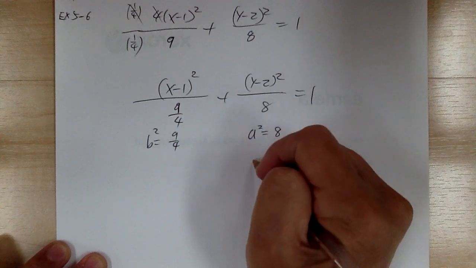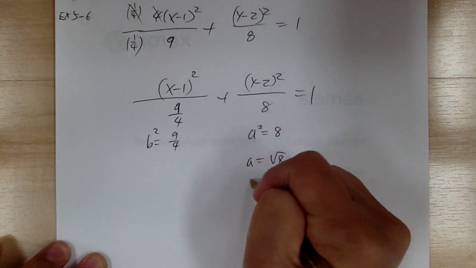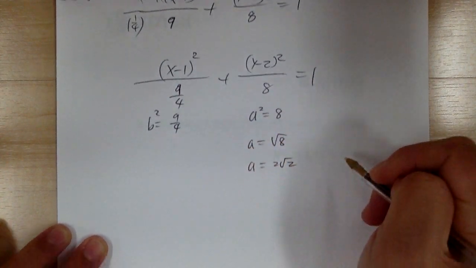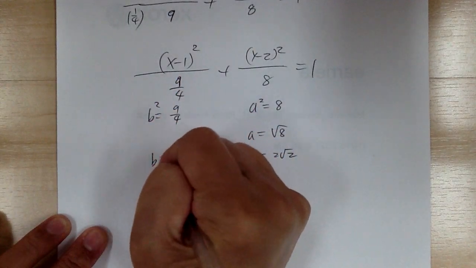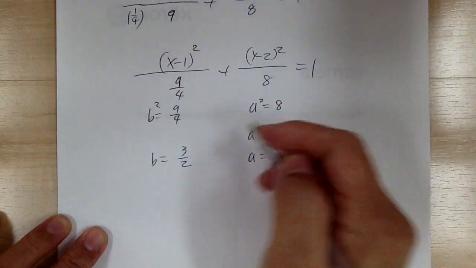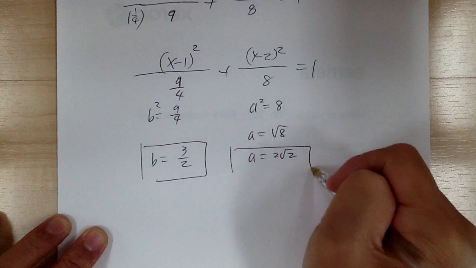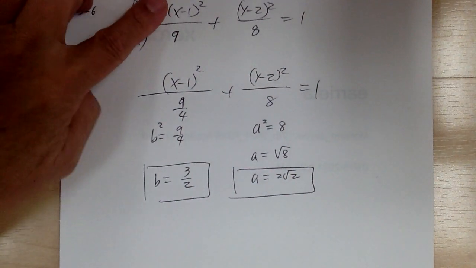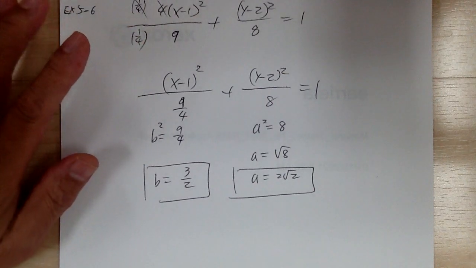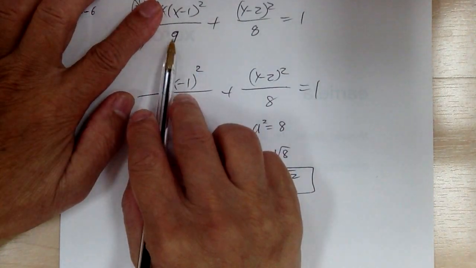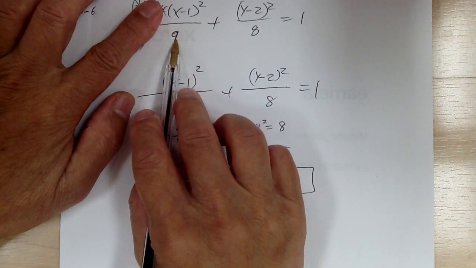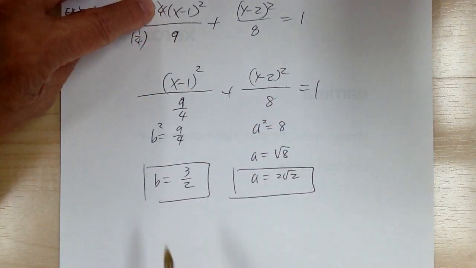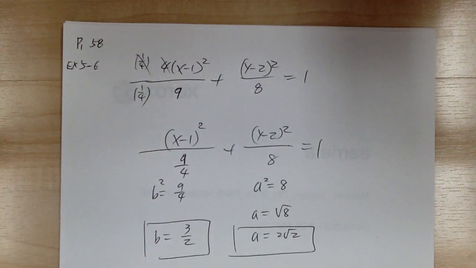So take the square root. So a equals the square root of 8, so a equals 2 square root of 2. And take the square root, so you get b equals 3 over 2. And so those are your a and b. Okay, and that's it. This is very tricky because if you don't pay close attention, you think, oh, this is the bigger number, so this would be a, so a equals 3. No, that would be incorrect because there's a 4 right over here you need to get rid of.